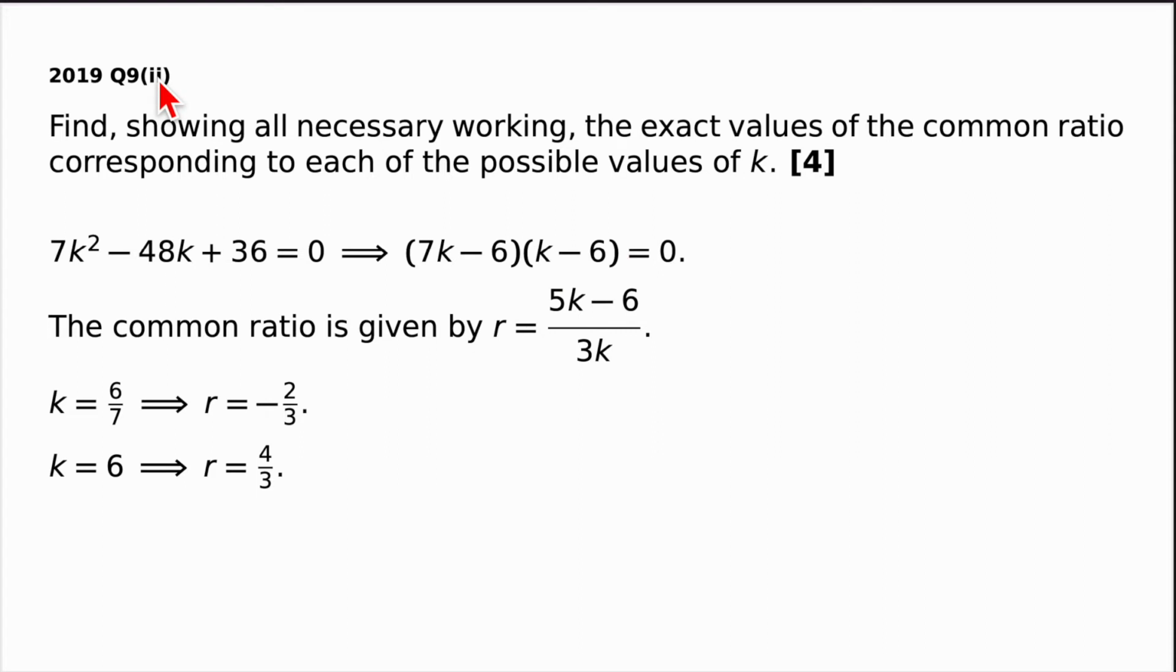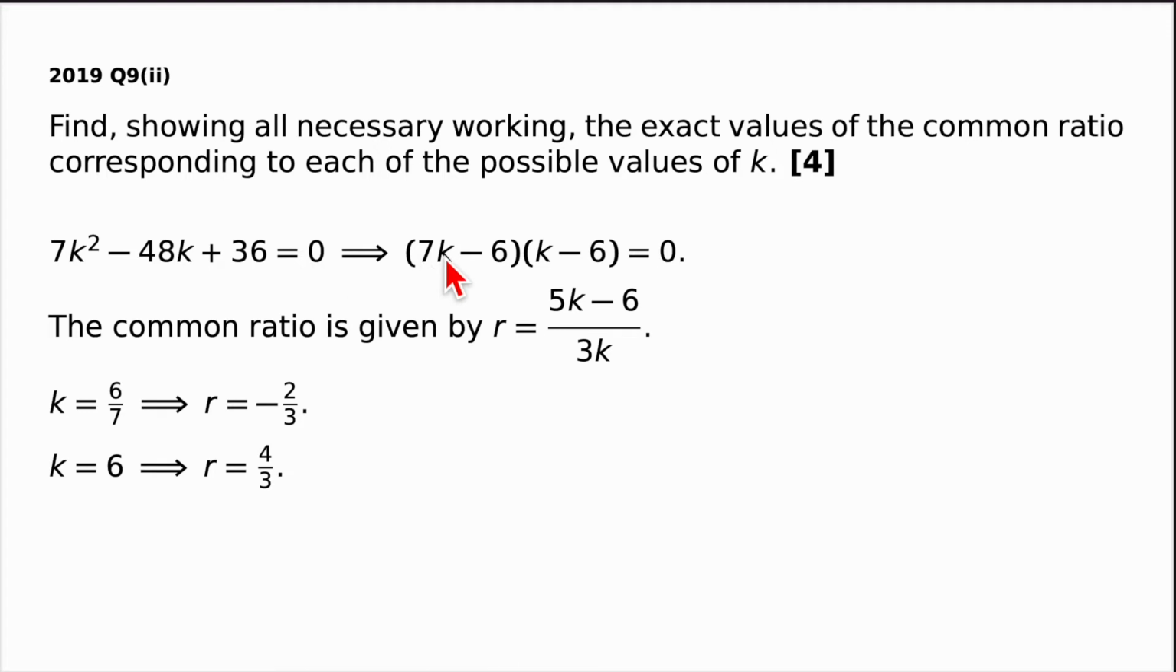And here's part II from that problem. It says find, showing all necessary working, the exact values of the common ratio corresponding to each of the possible values of k. 4 marks. Okay, so we need to solve the quadratic equation. In this case it can be factorized, or you could use the quadratic formula.